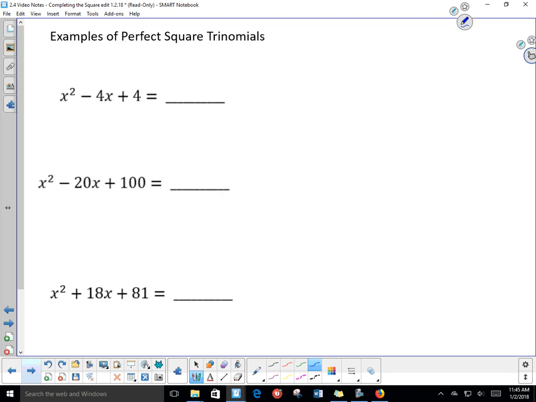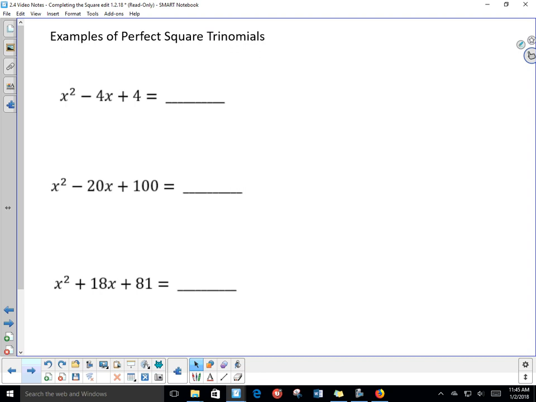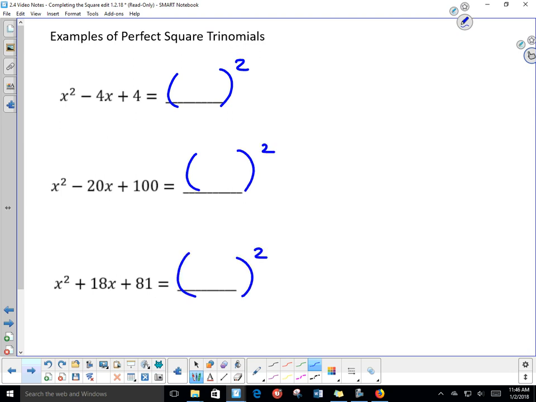Okay, so let's talk about perfect square trinomials. I have some examples of perfect square trinomials here. X squared minus 4x plus 4 is a perfect square trinomial. X squared minus 20x plus 100 is a perfect square trinomial, and x squared plus 18x plus 81 is a perfect square trinomial. What's so special about these perfect square trinomials? Well, each of them can be rewritten as a binomial squared.